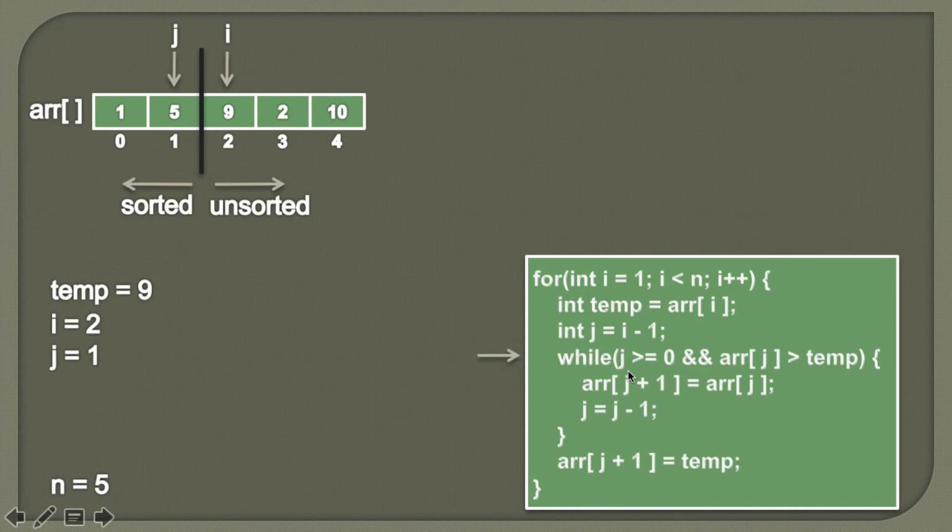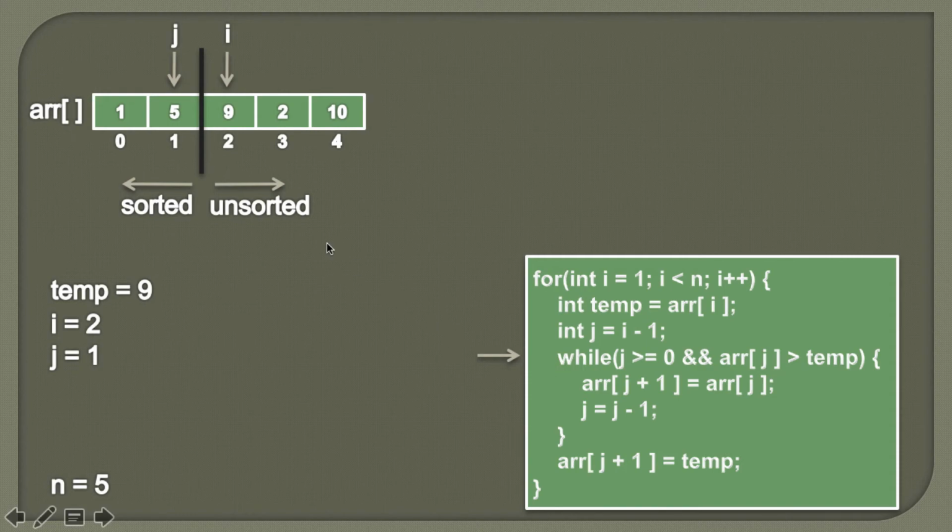In while loop, we simply check whether j is greater than or equal to 0 or not. So j is greater than 0. So this condition comes out to be true. And then we simply check that the value stored at jth index is greater than temp or not. So here you can see value of j is 1. So the value at first index is 5. And 5 is not greater than 9. So therefore this condition comes out to be false. And the while loop exits.